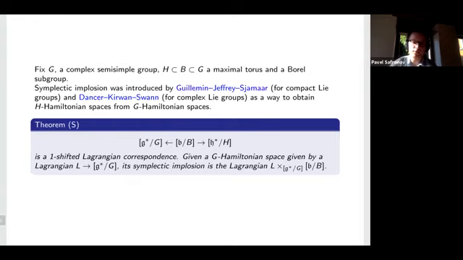And again, by the same theorem, a Lagrangian in H dual mod H is an H Hamiltonian space. And the theorem is that this is symplectic implosion. So in other words, symplectic implosion is just a kind of parabolic restriction or parabolic induction in the land of symplectic varieties.